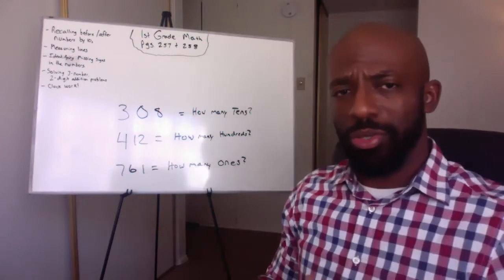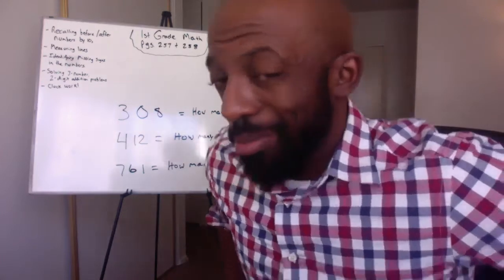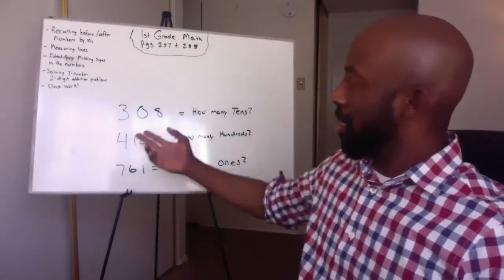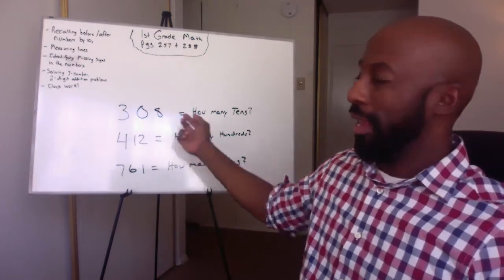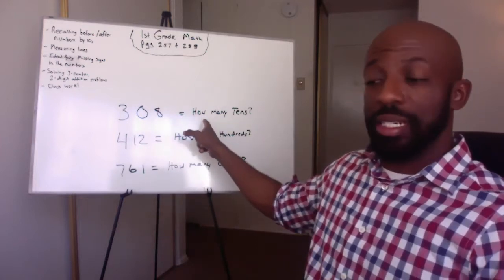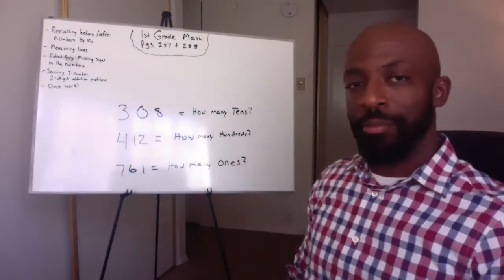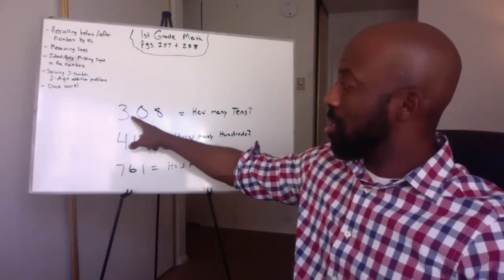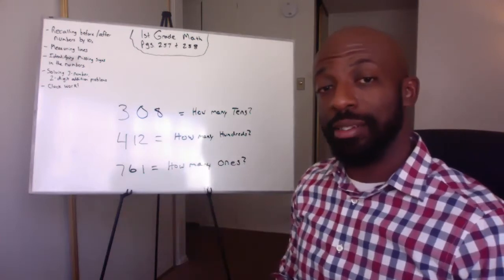Before we jump in there, just a little recap with the tens place, ones place, and hundreds place. Looking at this number, it says 308. The question is, how many tens? This is the ones place, the 8. The 0 is the tens place, and 3 is the hundreds. It says how many tens?